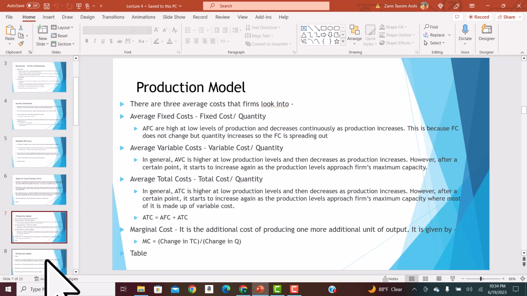Average variable cost is given by total variable cost divided by the total quantity. Now, usually average variable cost will be lower at lower quantities and higher at higher quantities as production increases, but after a certain point of time, it will increase exponentially. Average total cost is given by your total cost divided by total quantity.